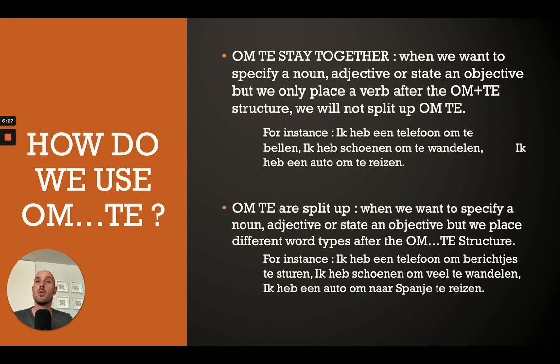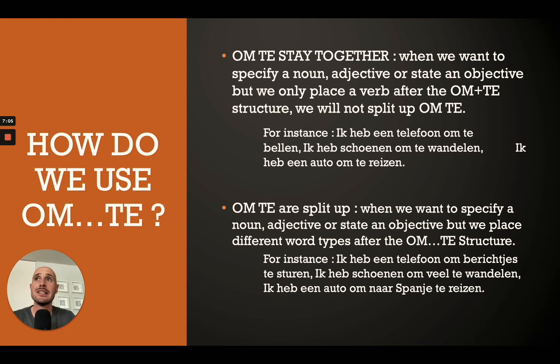Perfect. Now, when do we split them up? Pretty straightforward. It's basically when we want to specify the noun again, the adjective, or state the objective we have. But we place now not only a verb, but different word types after the om. And now you can see I've written 3 points because we'll split them up. The structure. Now, for instance, ik heb een telefoon om berichtjes te sturen. I have a phone to send messages. Ik heb schoenen om veel te wandelen. I have shoes to walk a lot. Ik heb een auto om naar Spanje te reizen. I have a car to travel to Spain.